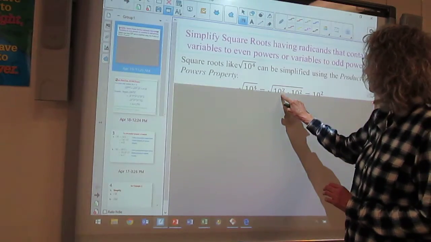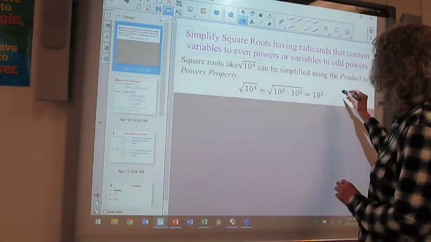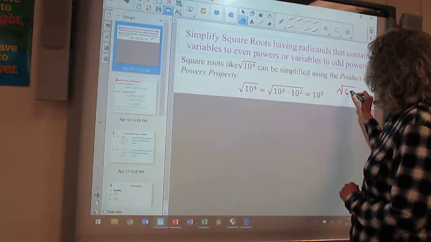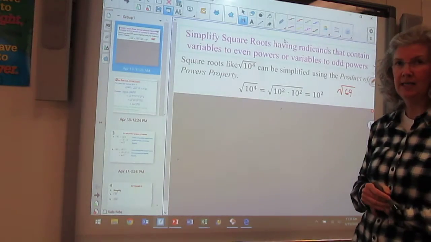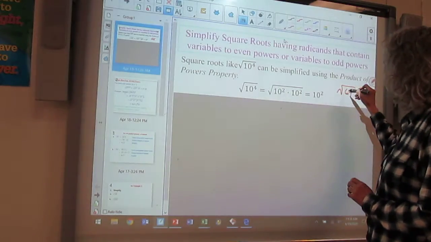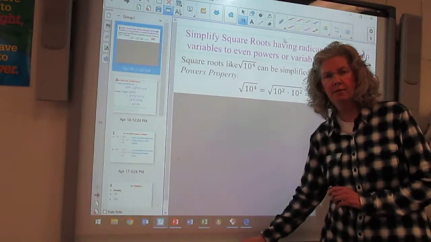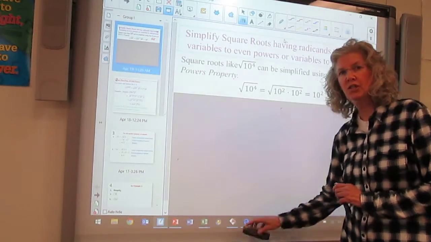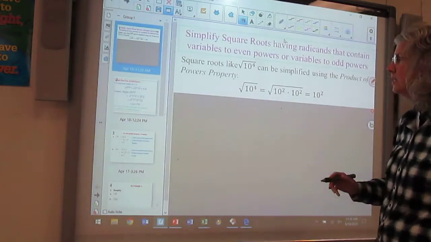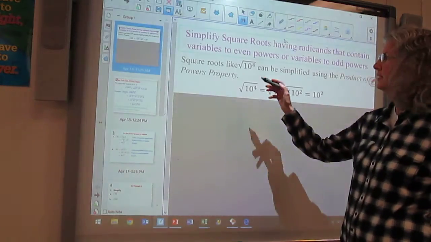Remember that this is the radical sign and 64 is the radicand. Okay, just to make sure you have your terminology. We have the radical sign and the radicand. The radicand is the expression that is under the radical sign. So let's look at a simple example.